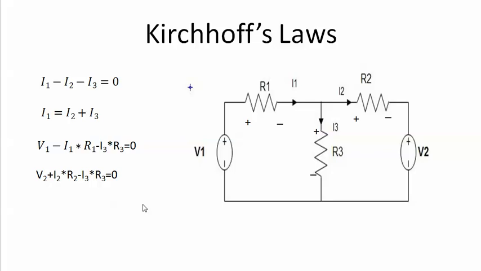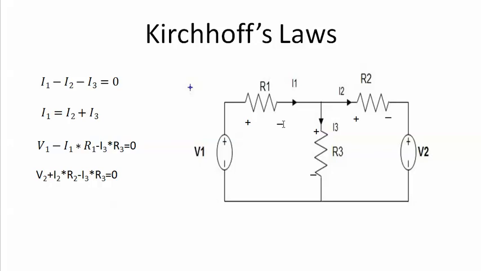So let us understand it with the help of a circuit. In this, take this junction. Here there are three currents. I1 is entering and I2 and I3 are leaving. So by KCL, I1 is equal to I2 plus I3, or I1 minus I2 minus I3 is equal to 0. This is based on conservation of charge, that is Kirchhoff's first law, KCL.